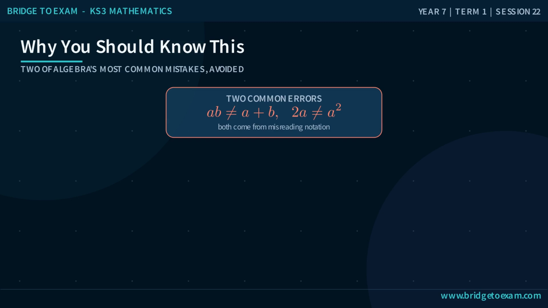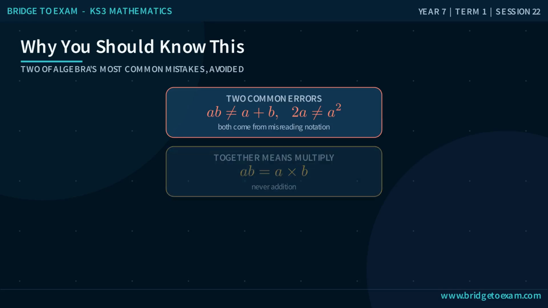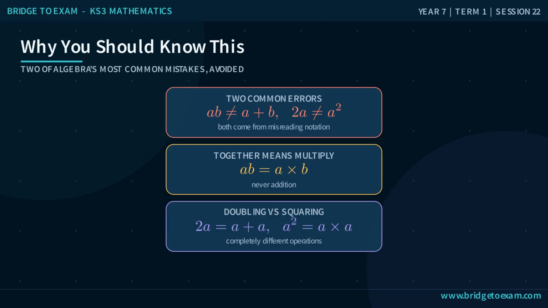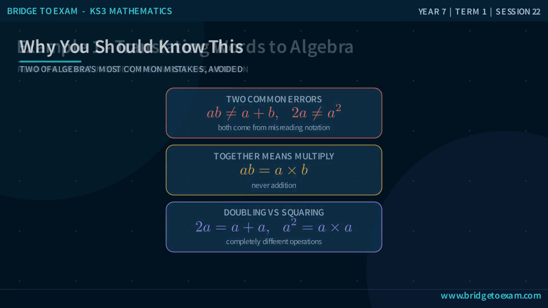Because two of the most common algebra mistakes both come from misreading notation. ab means a times b, never a plus b. Letters written together are always multiplied. And 2a and a squared are completely different. 2a means a plus a, while a squared means a times a.